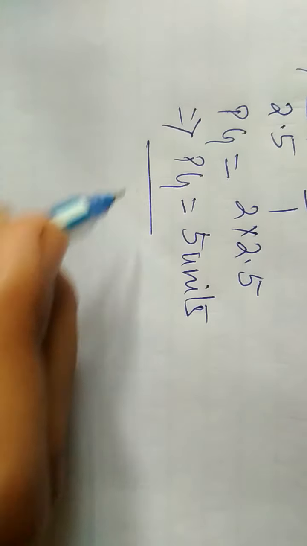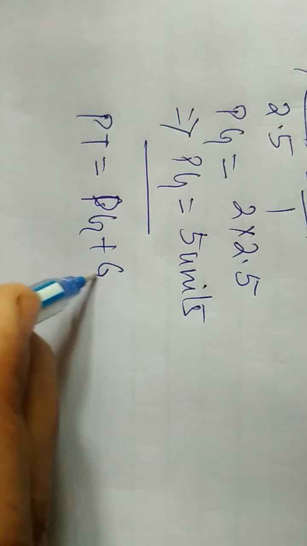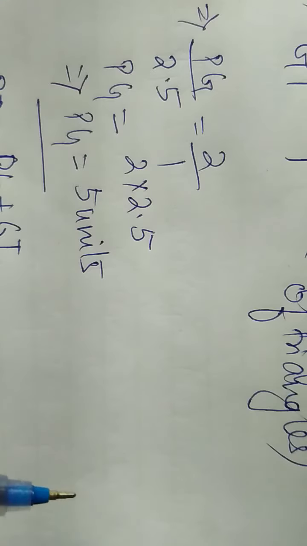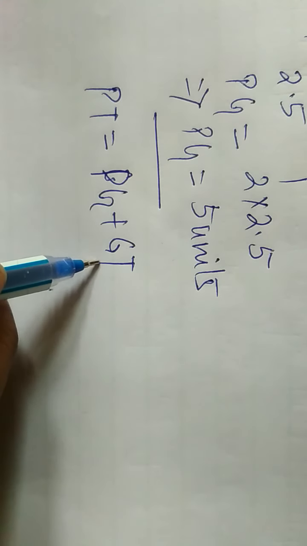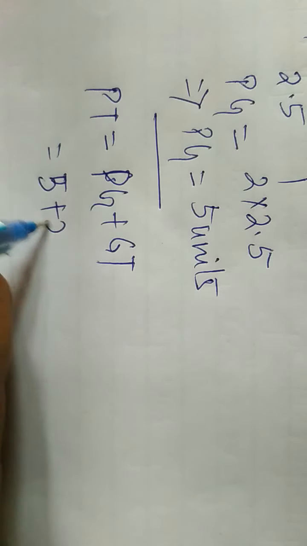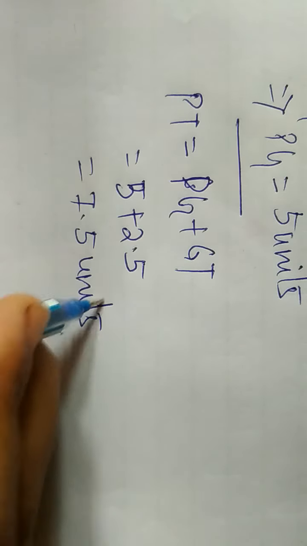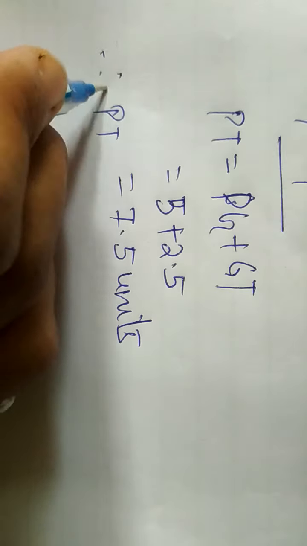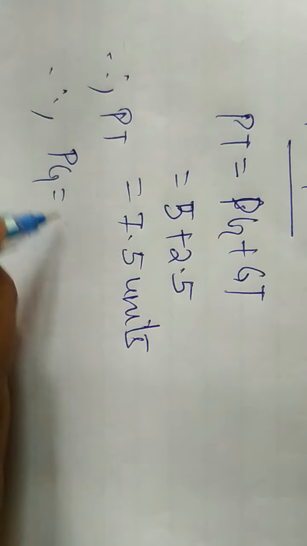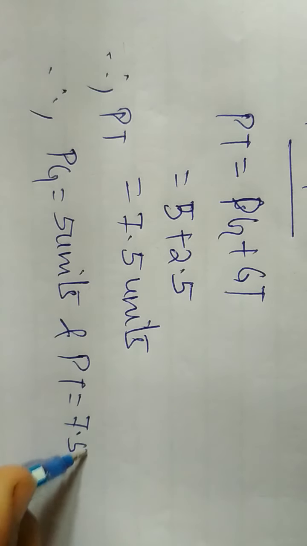Now in the same way, PT. PT is equal to PG plus GT. PT in the diagram is PG plus GT. So we have the values: PG we got 5 units and GT is given 2.5. So we add: 5 plus 2.5 units equals 7.5 units. So PT we got 7.5 units. Therefore PG equals 5 units and PT equals 7.5 units.